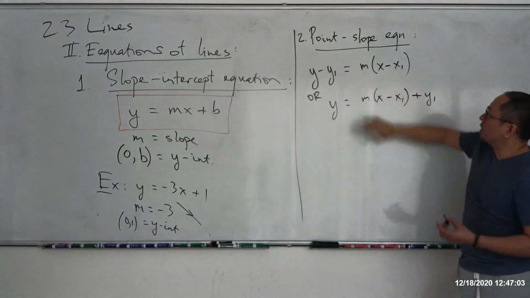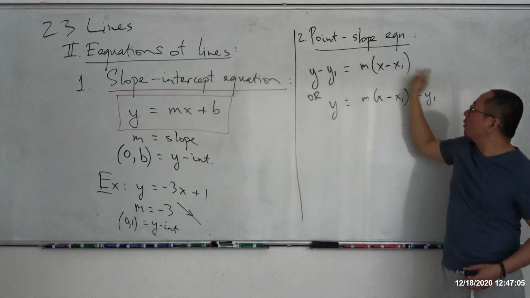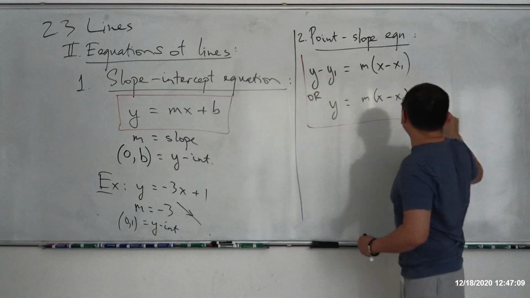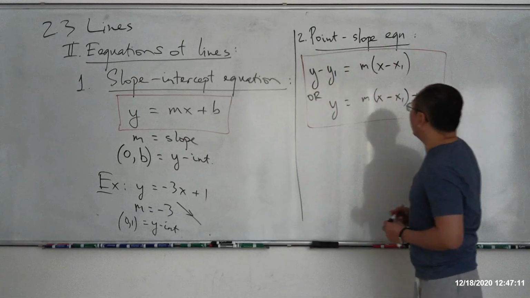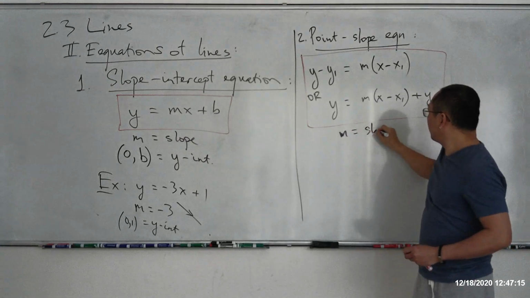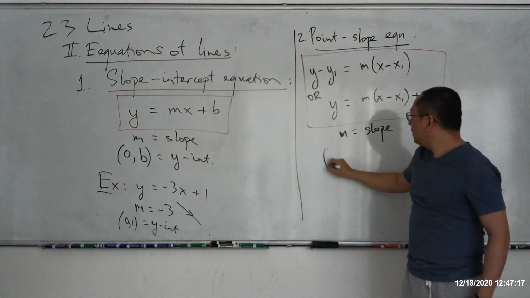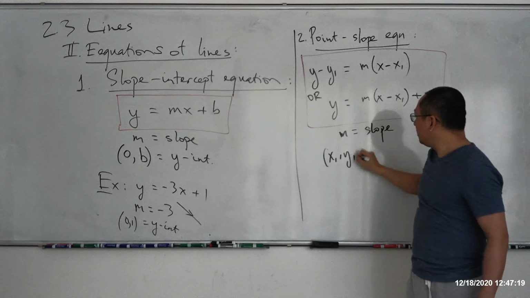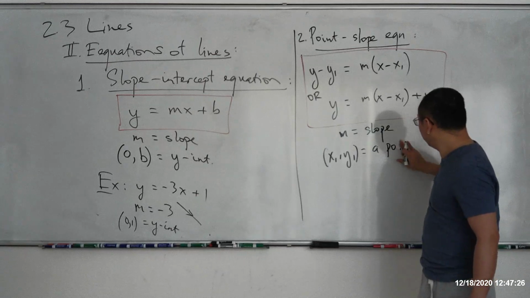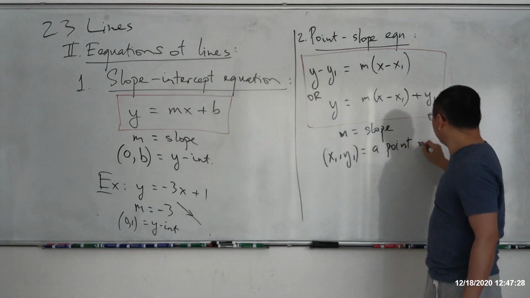So all we do to change from here to here is what? We add y1 on both sides. We have the second equation. And I claim that those are equivalent. You can write either way. And again in here, m is the slope, and x1, y1 is a point on the line.